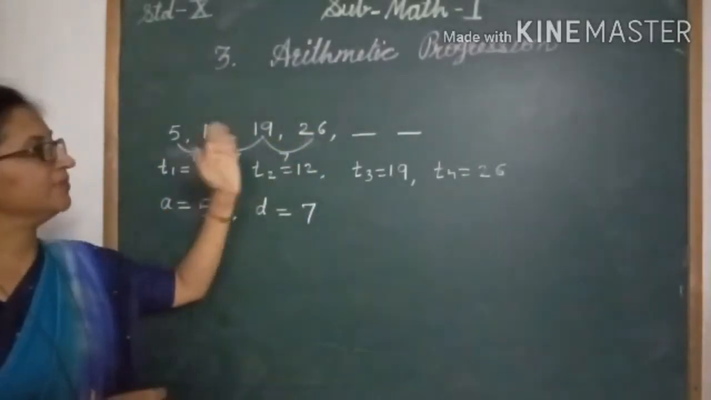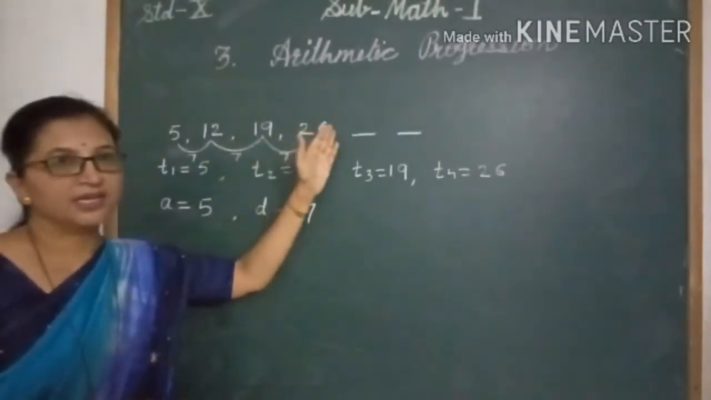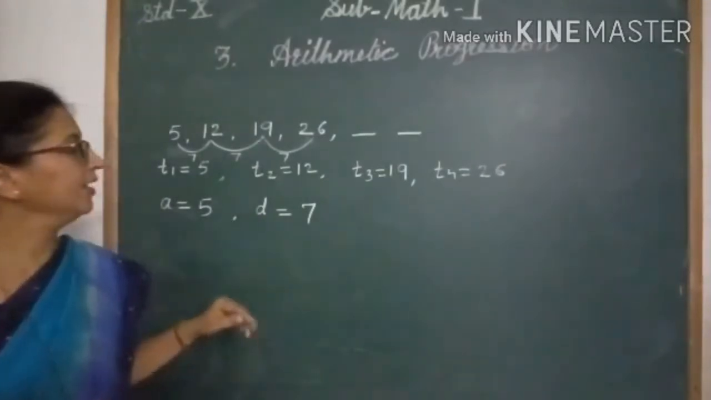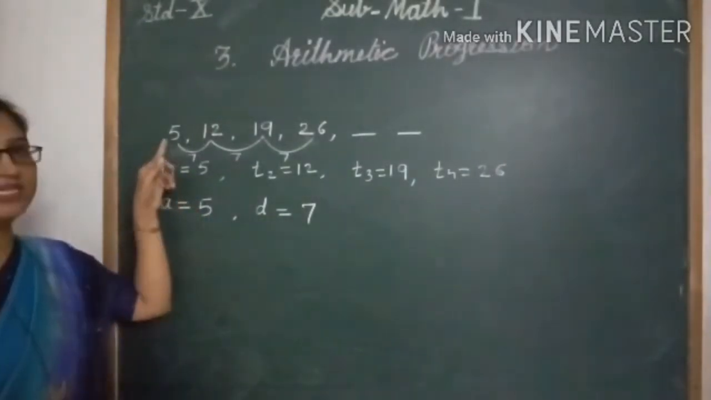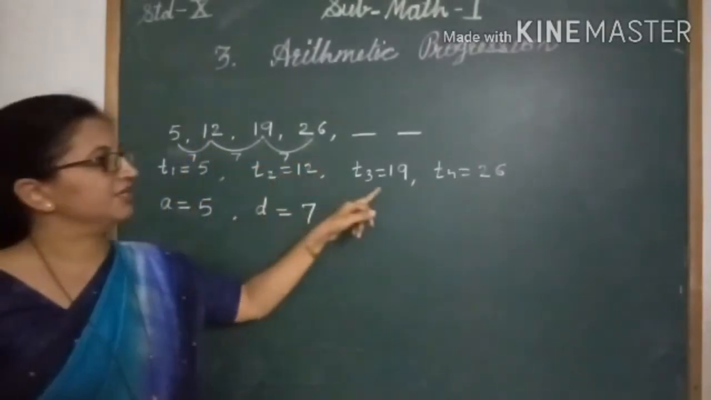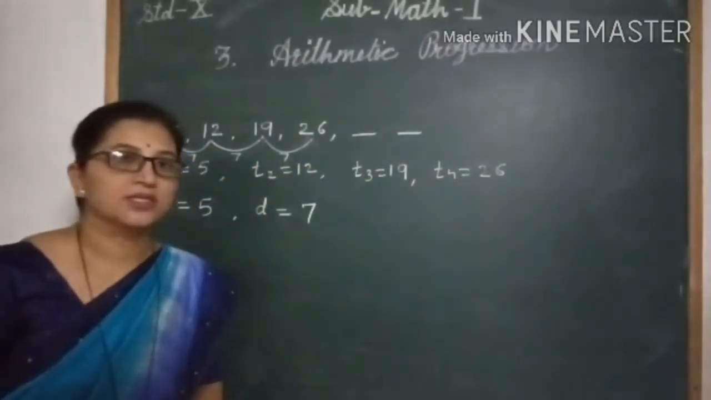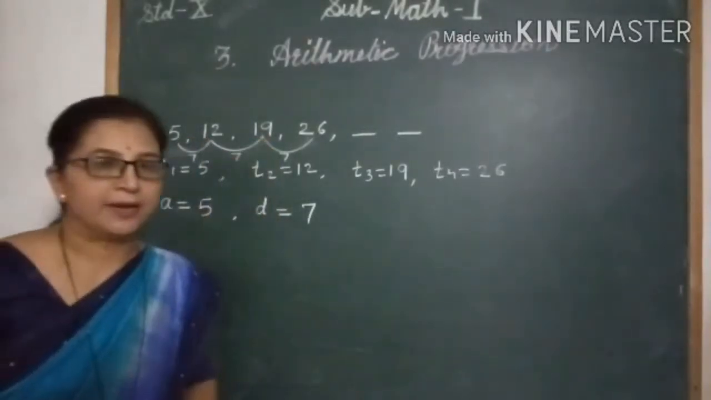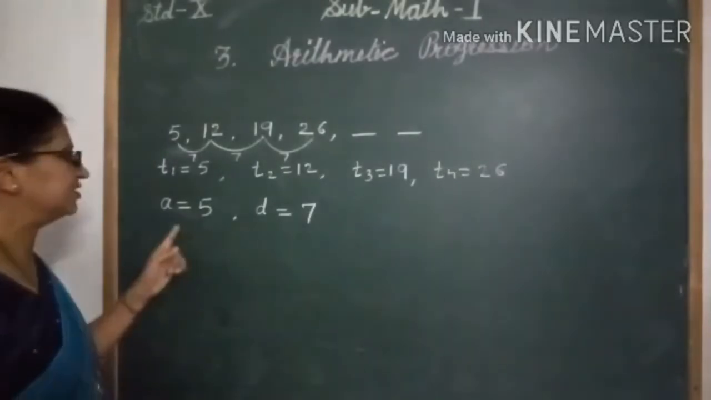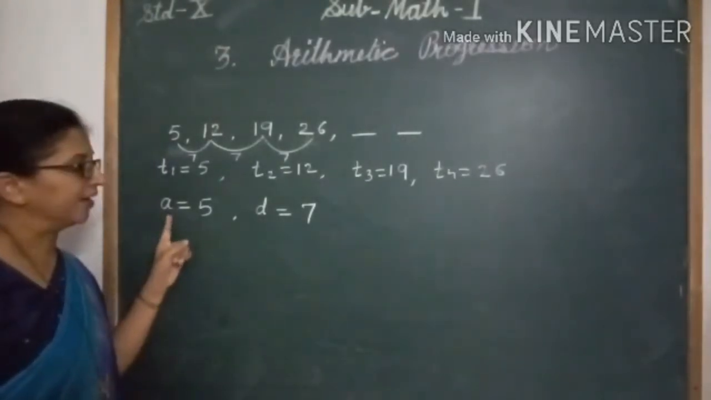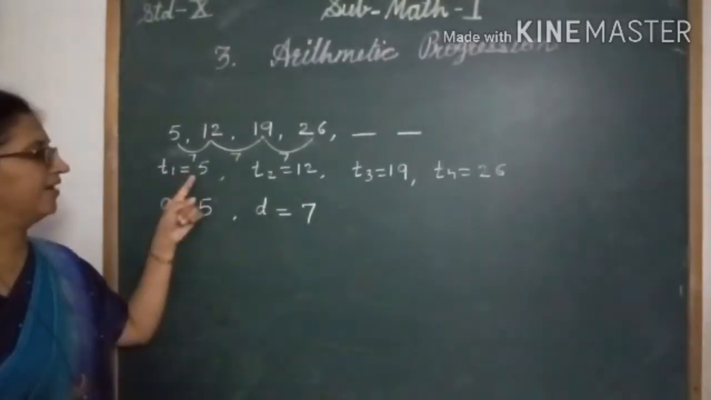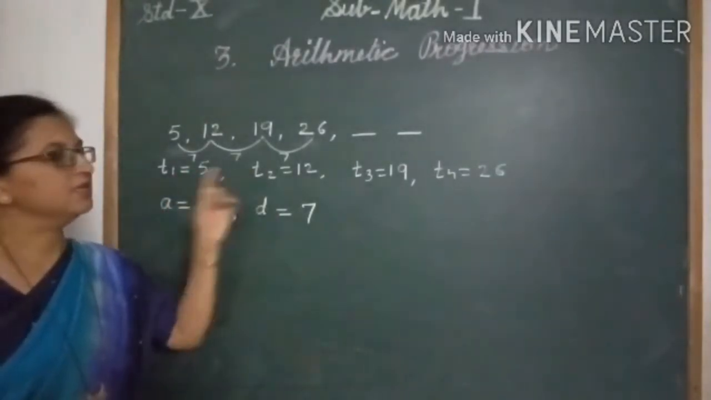It means that each succeeding term we are getting by adding the 7 to the preceding term. So here T1, that is the first term, is 5, the second term T2 is 12, the third term T3 is 19, T4 is 26. So here we can say it is an AP. So dear friends, in an AP, the first term is denoted by A and the common difference is denoted by D. So here the value of A is 5 and D is equal to 7.